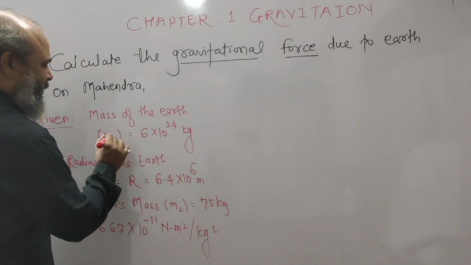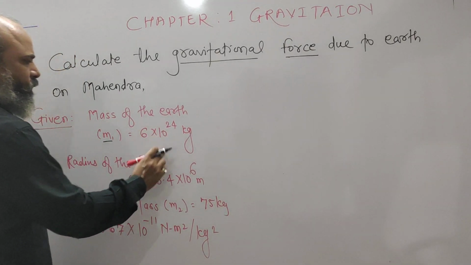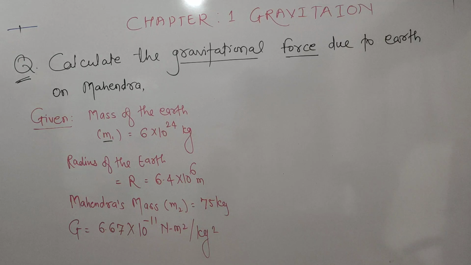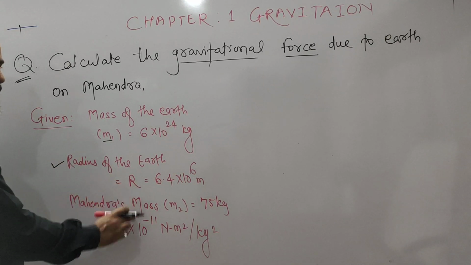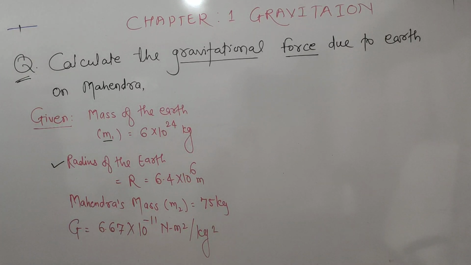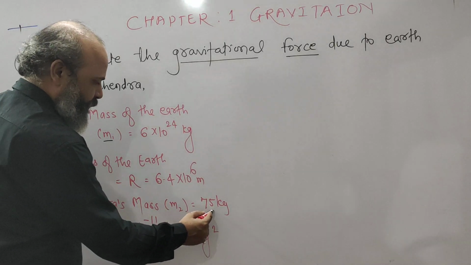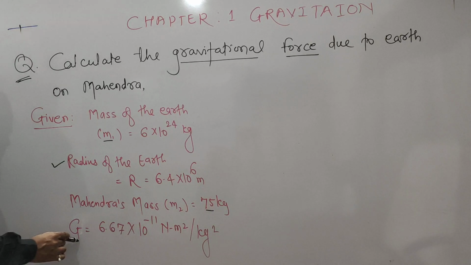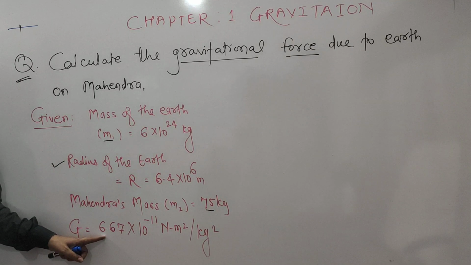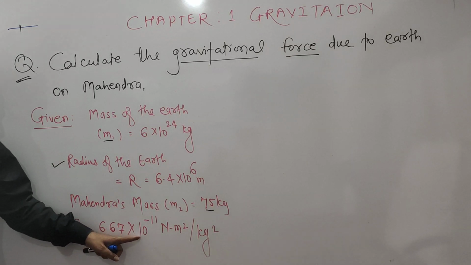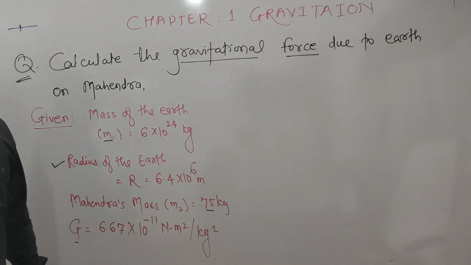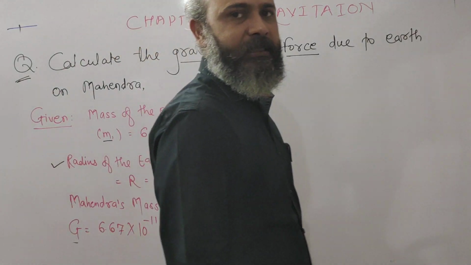Mass of the earth is given, that is m1, which is 6 into 10 raised to 24 kg. Radius of the earth is given, that is capital R, which is equal to 6.4 into 10 to the power 6 meter. Mahendra's mass m2 is 75 kg, and the value of G is given. What is the value of G? G is 6.67 into 10 raised to minus 11 Newton meter square per kg square.